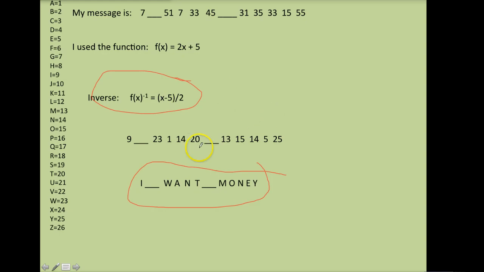Okay, so that's what I would reply, and then your last job is to go back to the message that you created after someone has decoded it and check their work to make sure they had the correct inverse and the correct message.